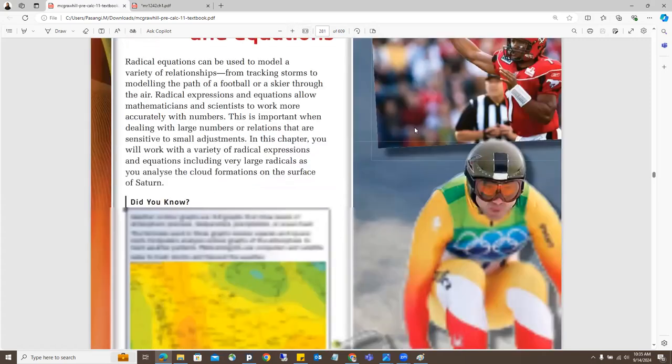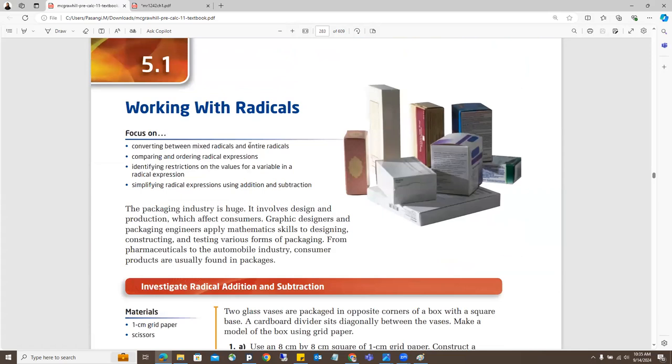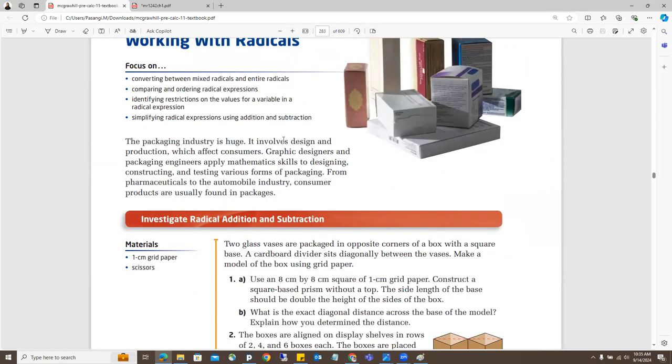So here, I'll start with working with radicals. We are going to focus on converting between mixed radicals and entire radicals, comparing and ordering radical expressions, identifying the restrictions on the values for a variable in a radical expression, and also simplifying those radical expressions using addition and subtraction. The first two parts we'll be covering on this topic.